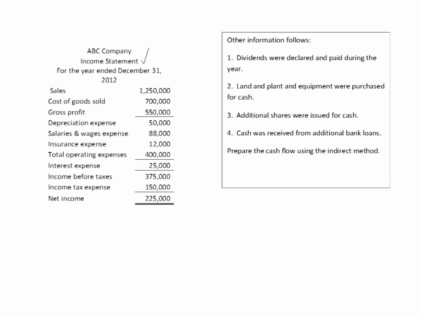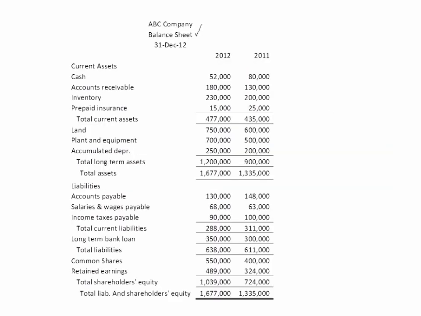Here we go. We're on the income statement. I have gross profit, so I'm going to strike it through. Depreciation expense, salaries, total operating expenses, strike it through. Interest expense, income before income taxes, I'm going to strike it through. And then net income I have to keep. I'm going to go to the next page.